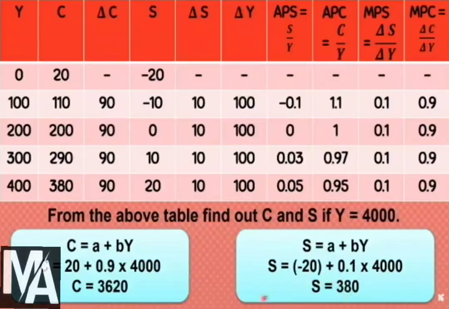Or if you remember, every part of income is either consumed or saved. So out of 4,000, if 3,620 was consumed, the remaining is saved, that is 380. This is also a shorter way of finding out the exact level of savings if income was 4,000. And how did I do that? By using the consumption function and the savings function.